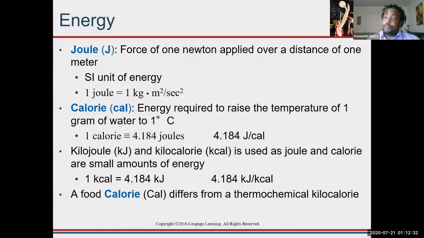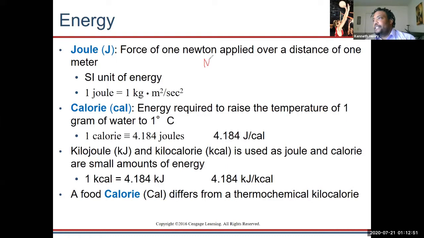So energy is measured in joules. Joules are basically the force of 1 Newton applied over a distance of 1 meter. So that's basically a Newton over a meter. Write that, because I'm sure there's going to be one question that asks you that.